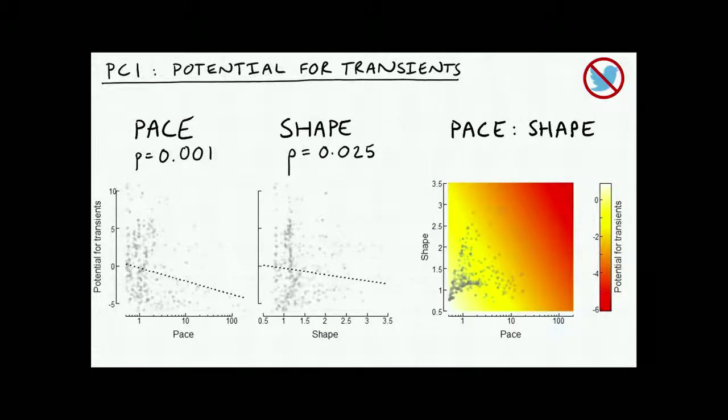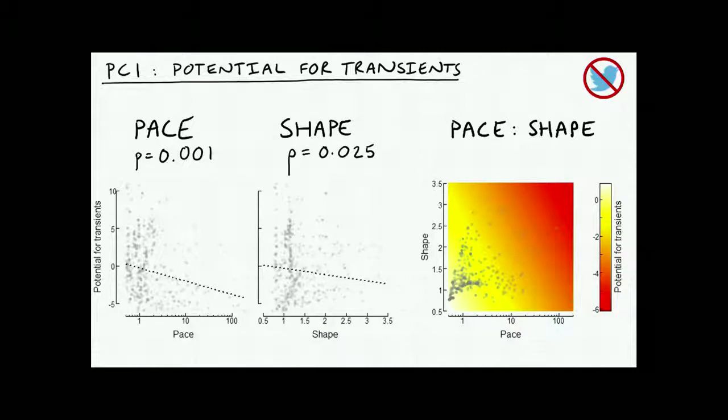We get more interesting results for transients. There's a decline in the potential for transients with increased longevity, and that again makes sense if you are going to invest in stable growth because you have long-lived, high survival.